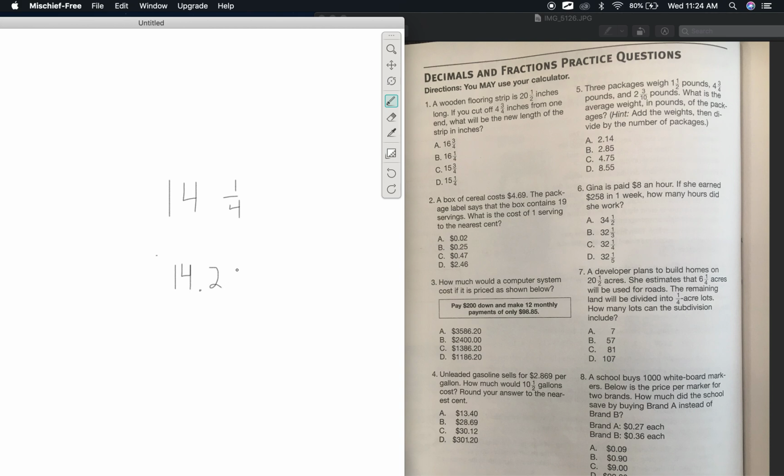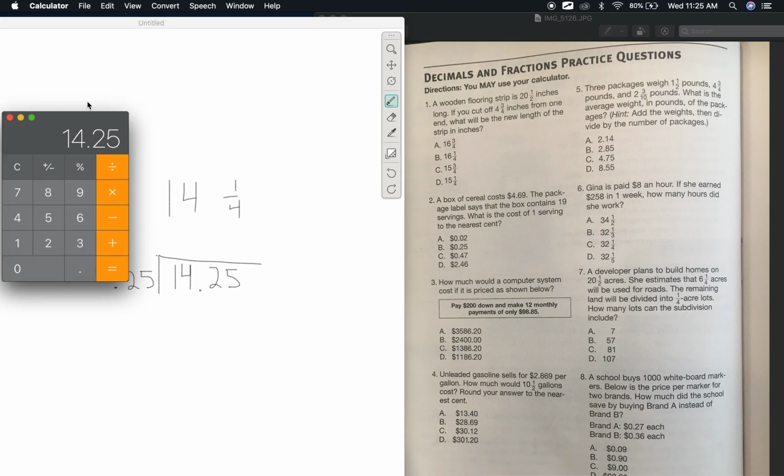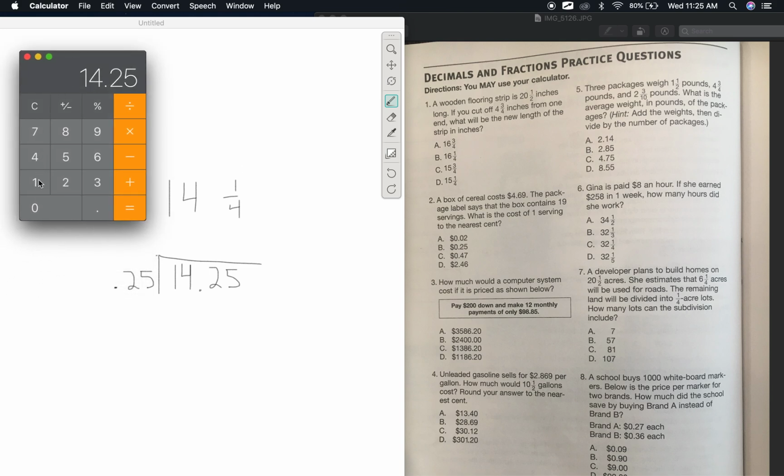14.25. So then we need to divide by 1/4, which we know is 0.25. So let's see. I'm going to do this on the calculator. So 14.25, didn't need to erase that, divided by 0.25 equals 57. So 57 is your answer, B, okay?